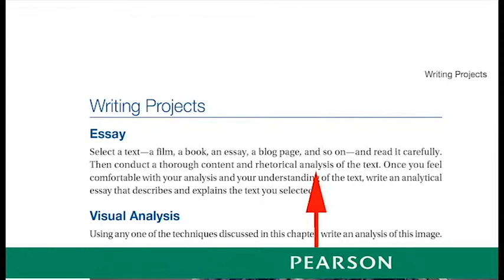Now, the assignment specifically says students should conduct content and rhetorical analysis. I decided to design this assignment this way so that students would get some practice using both of the primary analytical approaches they encounter in the chapter. Thus, it makes sense to spend some time talking with students about how they might conduct both types of analysis and, importantly, how they can then synthesize those approaches in their response to the assignment.